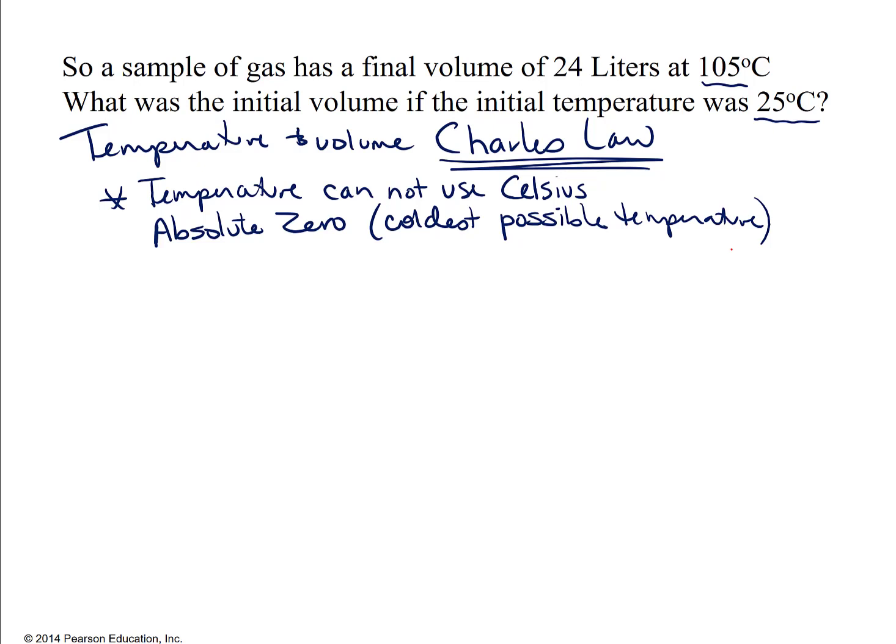But they kept the Celsius scale, which is nice. So it's really easy to convert from Celsius to Kelvin. The Kelvin scale, it is minus 273 degrees Celsius. So 0 Kelvin is minus 273 degrees Celsius. So if you want to go from Celsius to Kelvin, you just add 273. If you want to go from Kelvin back to Celsius, just subtract 273.